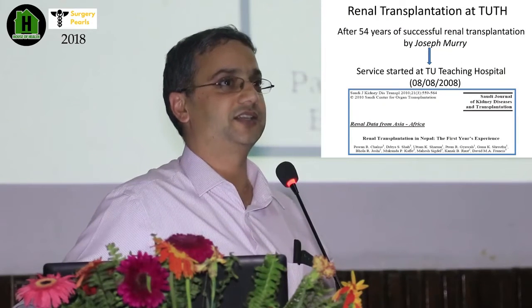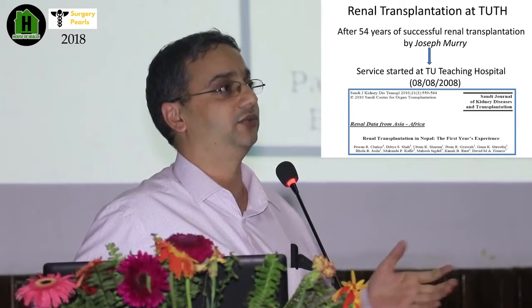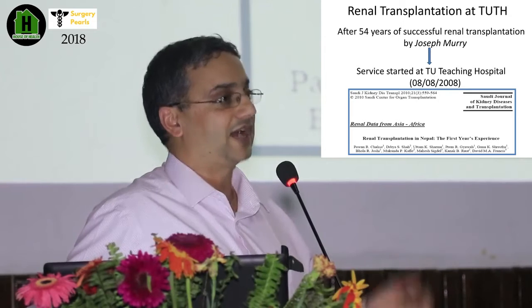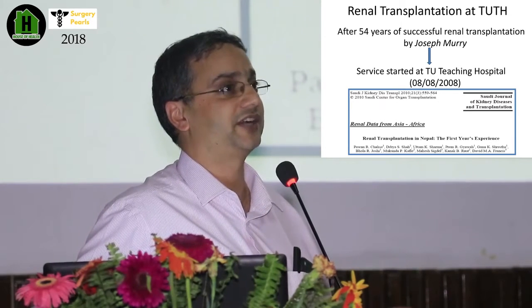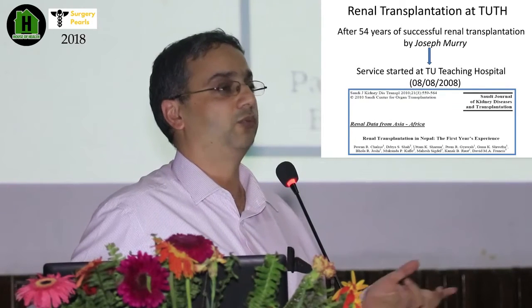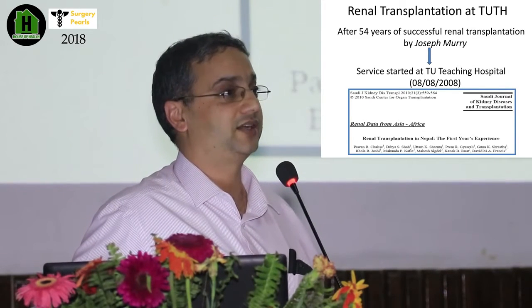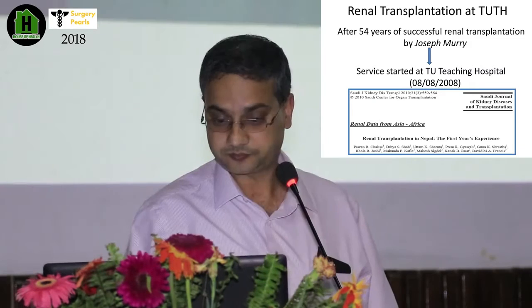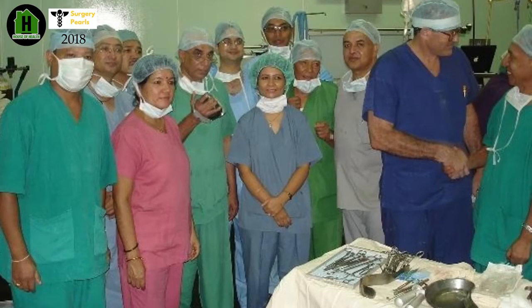After that, lots of transplantations were done, and there were so many rejections. It was only 54 years after that first success, in 2008, that we started the first successful renal transplant program at our hospital, and it has continued till now. We have completed more than 500 transplants with a good success rate. This is a historical picture, which I always want to put in, from after our first successful transplant at our hospital.